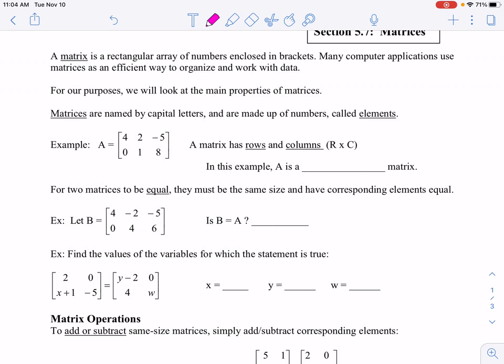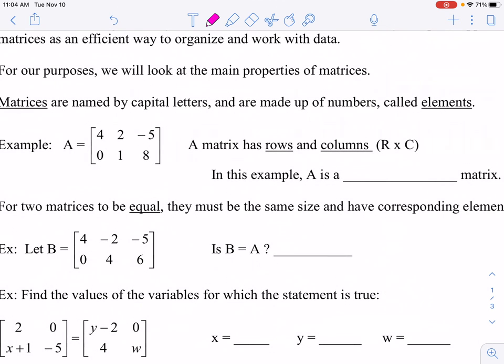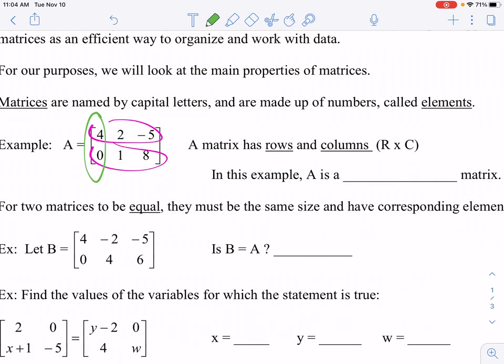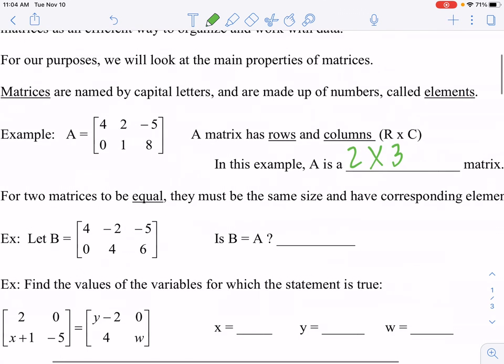And it is counted by rows and columns. So rows go left to right, and columns go up and down. Think of a column of a house, how it goes up and down. And so in this example, A would be considered a 2 by 3 because it has 2 rows and 3 columns. So you'd say it's a 2 by 3 matrix. And it always goes rows by columns.